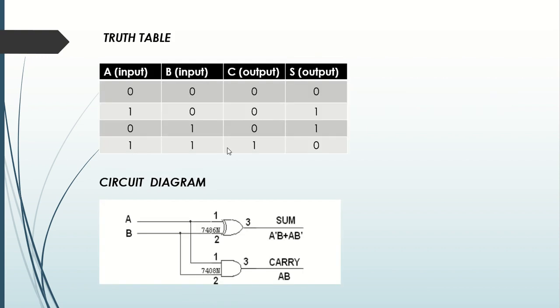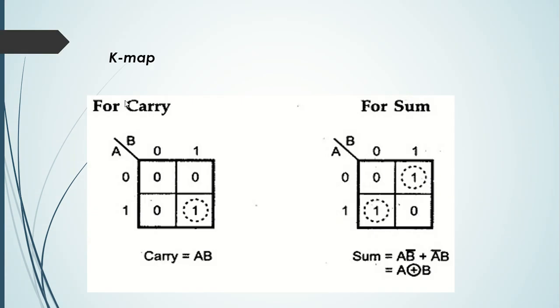In the truth table of the half adder, carry is the outcome of the AND operation. Sum is the outcome of the XOR operation. The circuit diagram for the half adder is here. The Boolean expression can be derived using K-map.